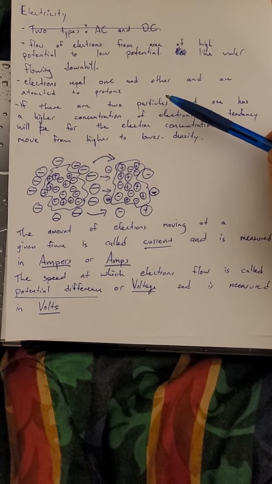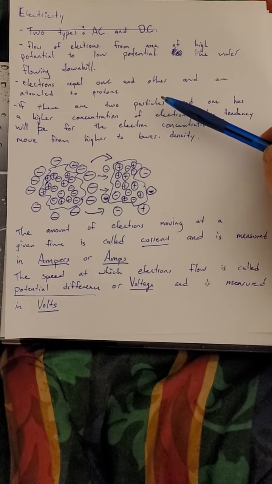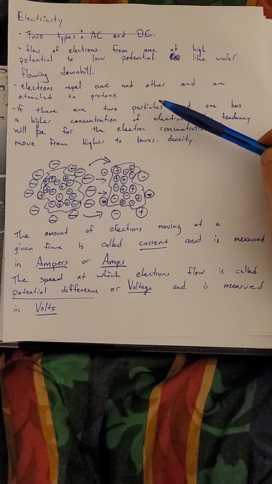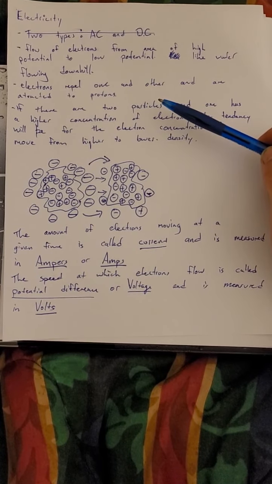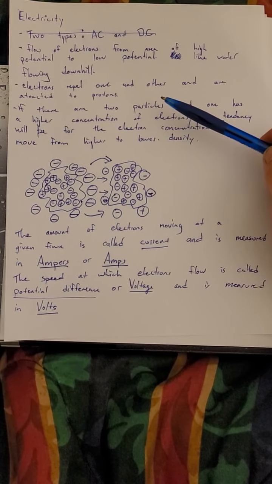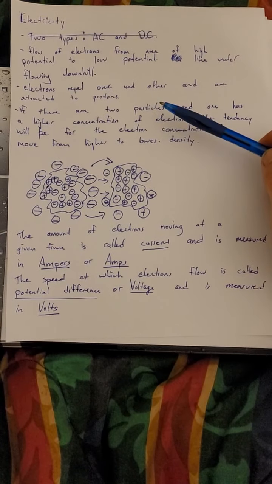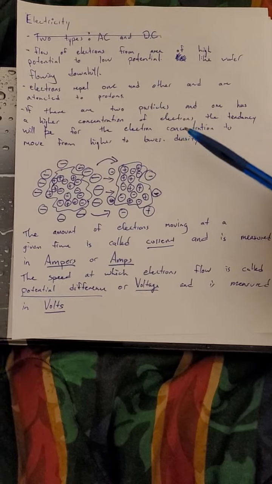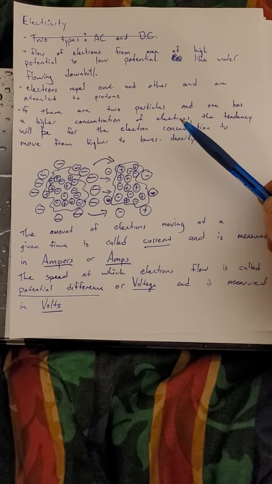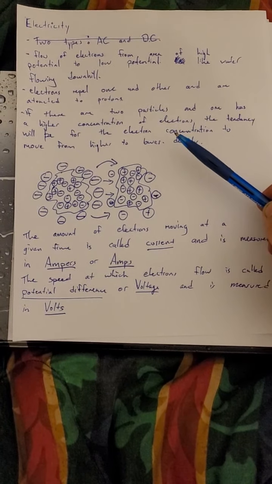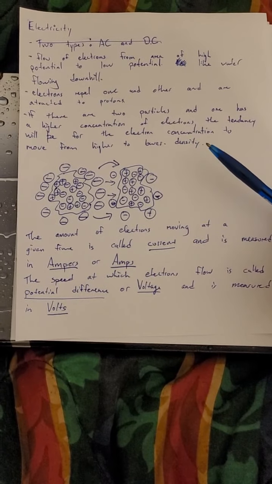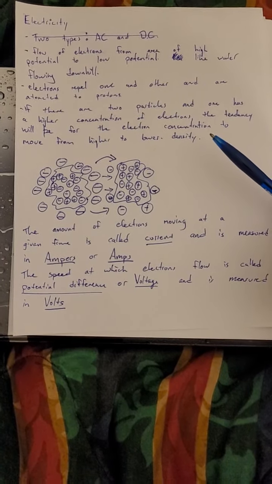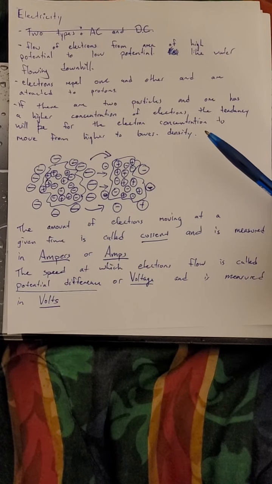So electrons are said to have charge, and they repel one another, and they are attracted to protons. So protons have a positive charge, electrons have a negative charge. Negative and negative repel, negative and positive attract. If there are two particles, and one has a higher concentration of electrons than the other, the tendency will be for the electron concentration to move from the area of higher to lower density.